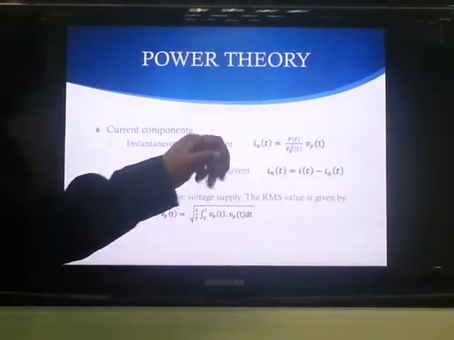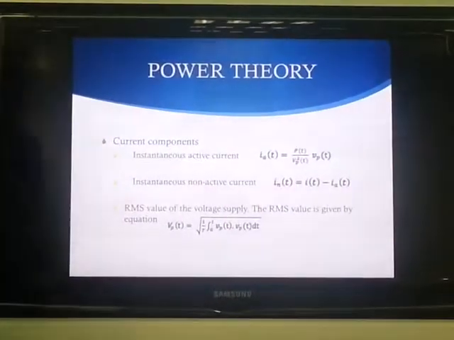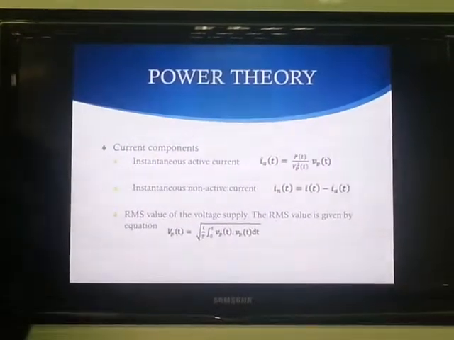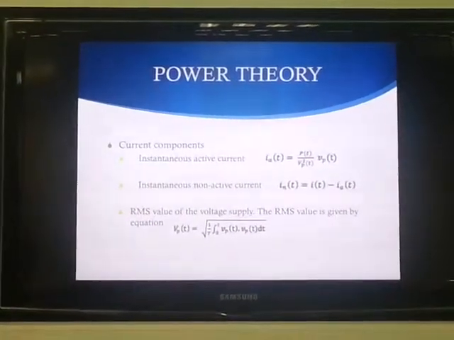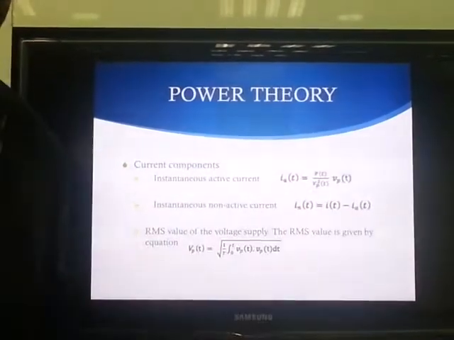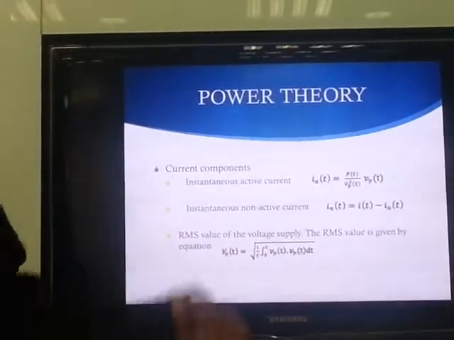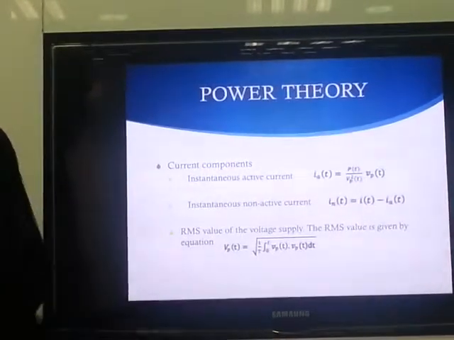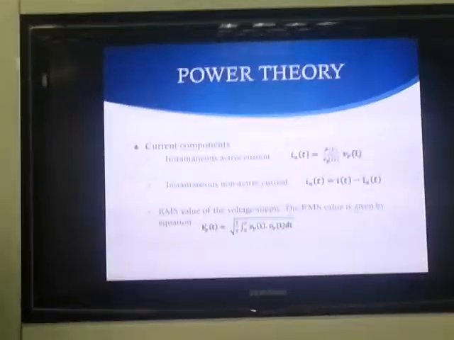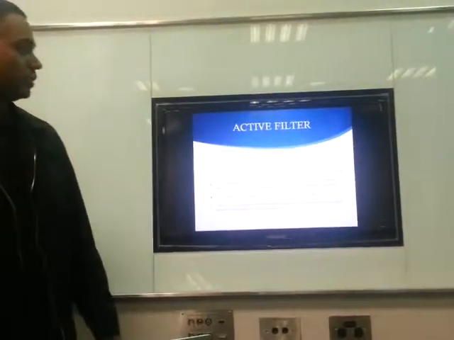The active current equation is given by average power divided by the RMS voltage squared, times the reference voltage. This reference voltage is the supply voltage, whereas the non-active instantaneous current is given by the main supply current with the active component removed.